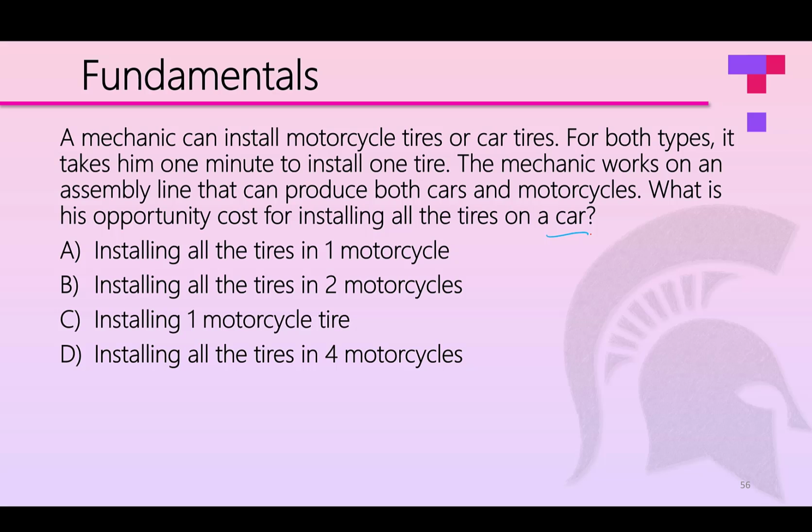The answer is B. So remember, the opportunity cost is what you give up for something. So when he installs all tires on a car, he has to give up 4 tires on motorcycles.